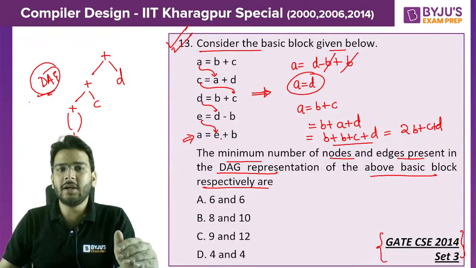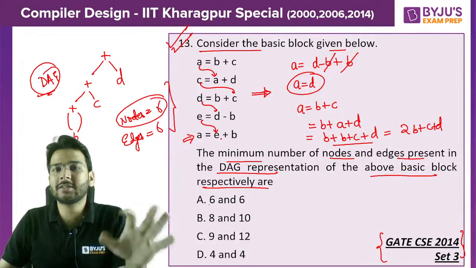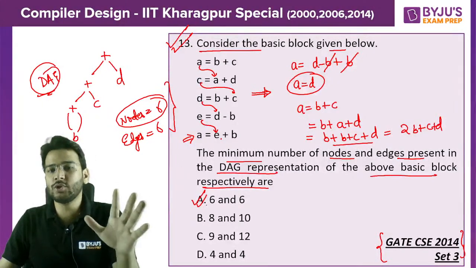Is it clear? How many nodes and edges? Count all the nodes here. 1, 2, 3, 4, 5, 6. 6 nodes are there. What about the edges? 1, 2, 3, 4, 5, 6. 6 edges are there. 6 and 6 is the correct answer for this question.